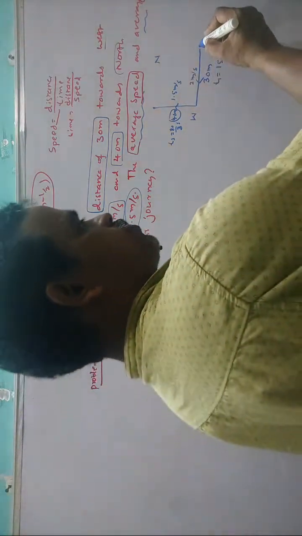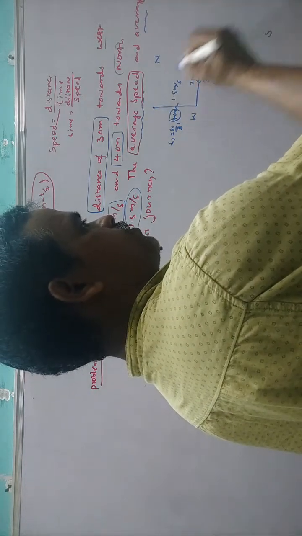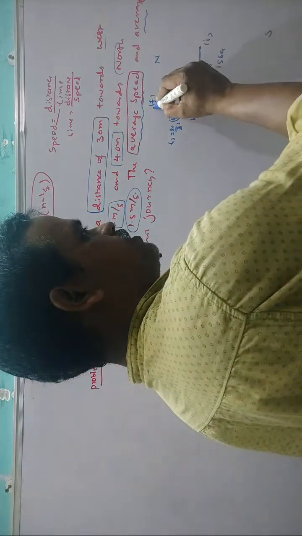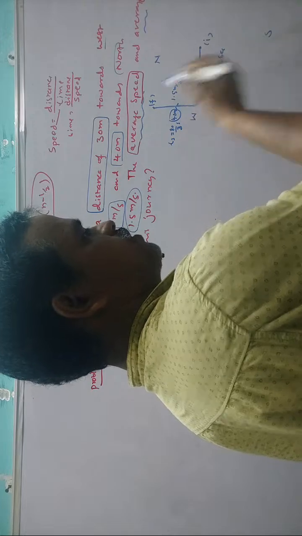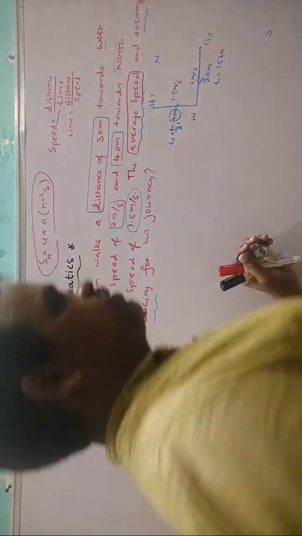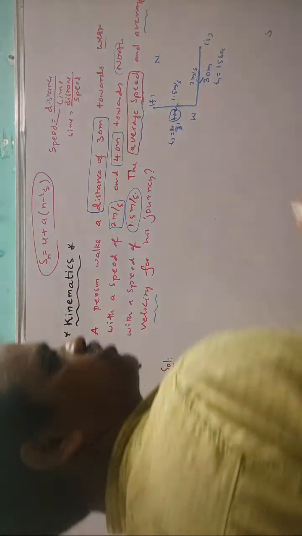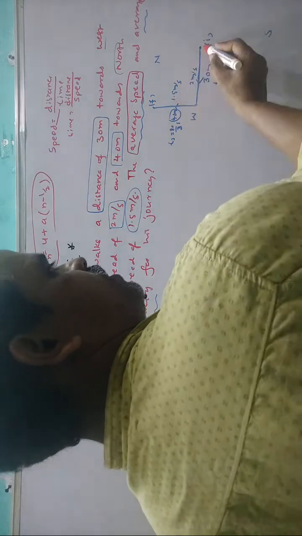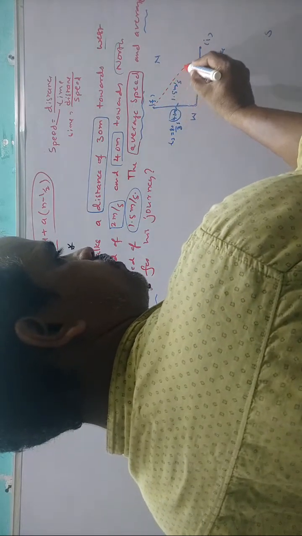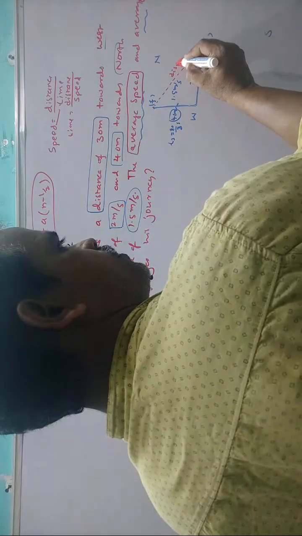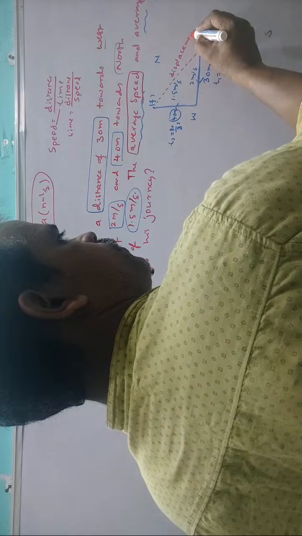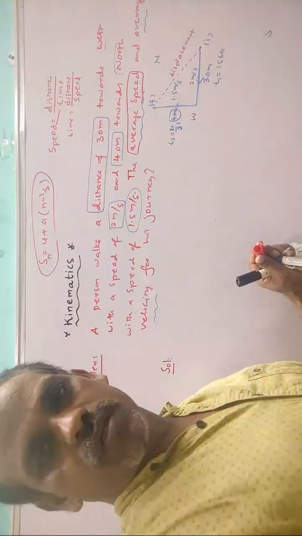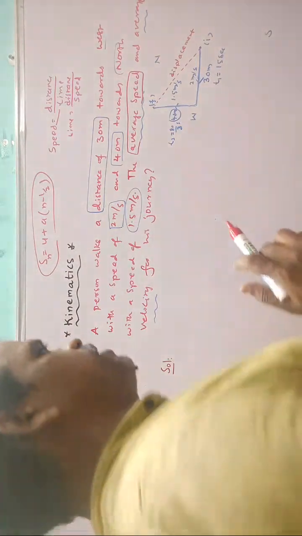So for total distance, how much did he cover? This is the initial position of the person. This is the final position. So distance is nothing but the length of actual path. This is 30 meter plus 40 meter. Total will be 70 meter. So what about displacement? The shortest distance between initial and final position. So this will become displacement, the distance between initial and final positions.